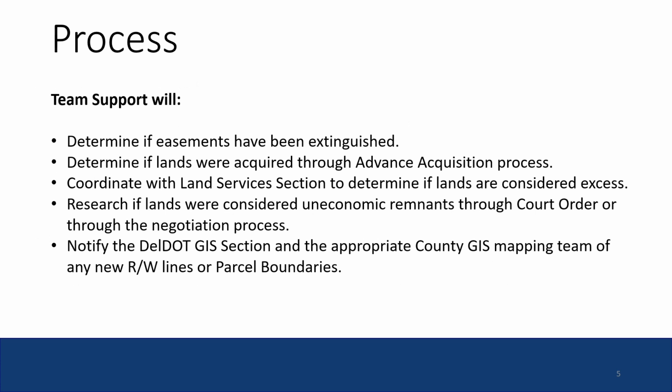The Team Support section will make sure all easements have been extinguished. Any lands acquired through the advanced acquisition process are noted. Determine if there are excess lands or if any lands were determined to be uneconomic remnants through court order or through the negotiation process. The Team Support section will notify the DelDOT GIS section and the appropriate county GIS mapping team of any new right-of-way lines or parcel boundaries.